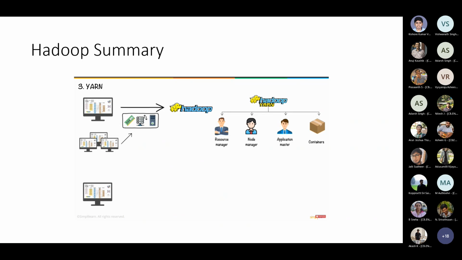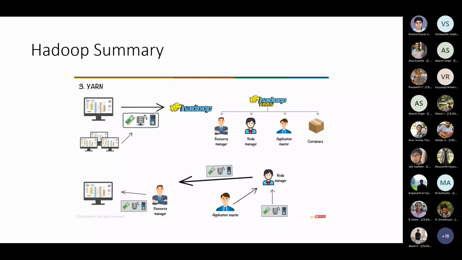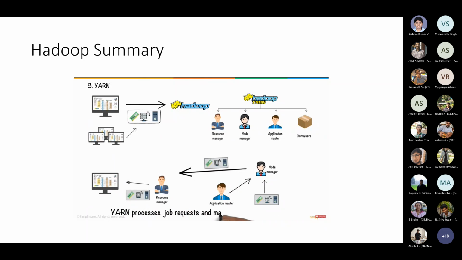Suppose we want to process the MapReduce job we had created. First, the application master requests the container from the node manager. Once the node manager gets the resources, it sends them to the resource manager. This way, Yarn processes job requests and manages cluster resources in Hadoop.